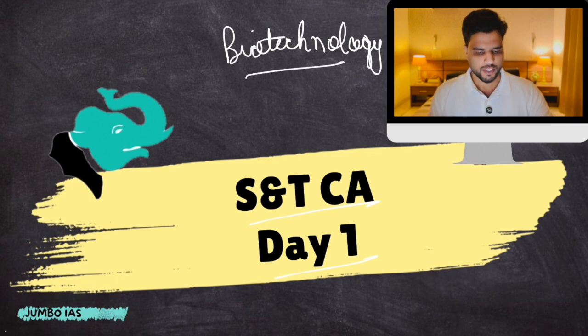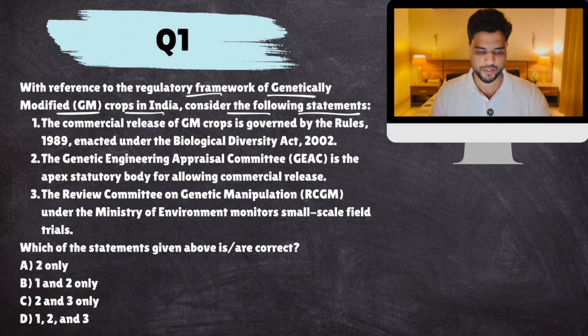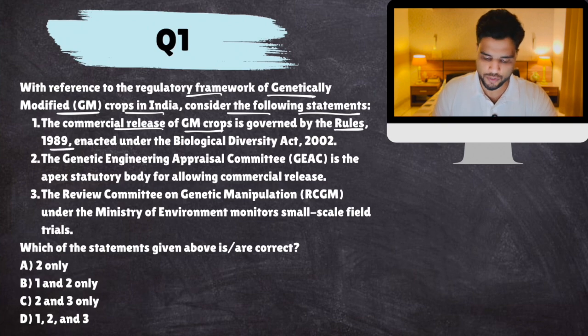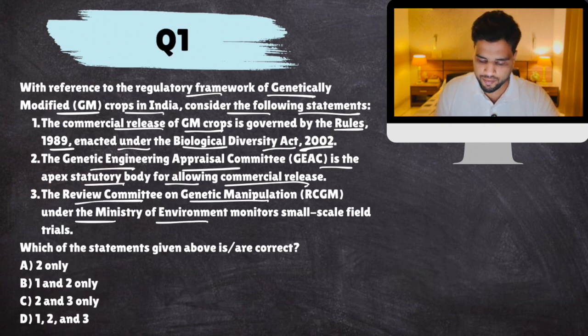Let's begin with question number 1. With reference to regulatory framework of genetically modified crops in India, consider the following statements. The commercial release of GM crops is governed by Rules 1989, enacted under Biological Diversity Act 2002. Genetic Engineering Appraisal Committee is the apex statutory body for allowing commercial release. Review Committee on Genetic Manipulation under Ministry of Environment monitors small-scale field trials.